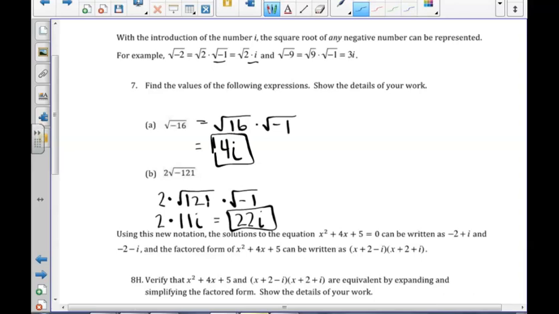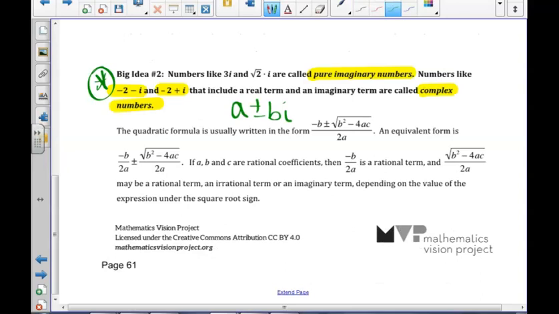So to summarize, the big idea number 2 of this lesson is to tell us that numbers like 3i and root 2 i are what we call pure imaginary numbers in mathematics. Numbers like -2 minus i and -2 plus i that include a real term and an imaginary term are called complex numbers. We are now going to try to solve some of these quadratic functions that have imaginary solutions.